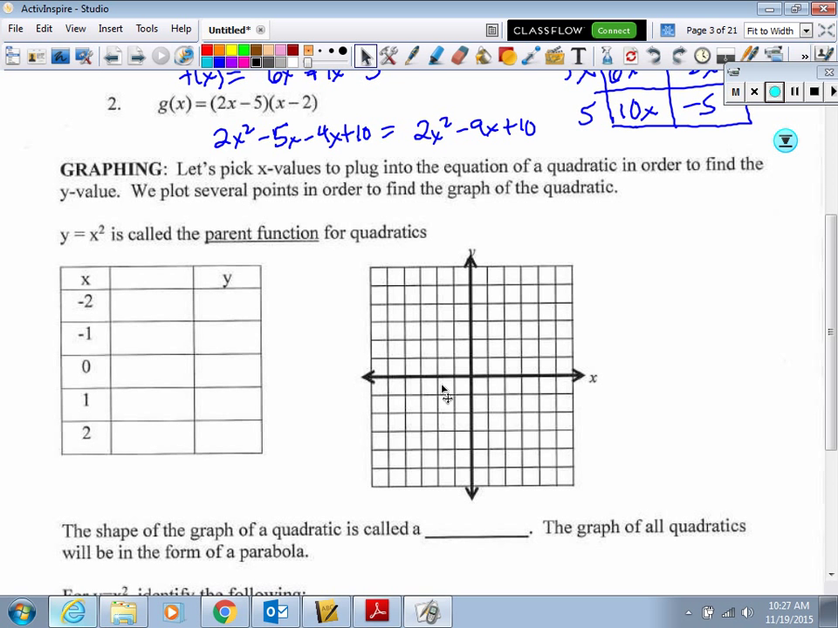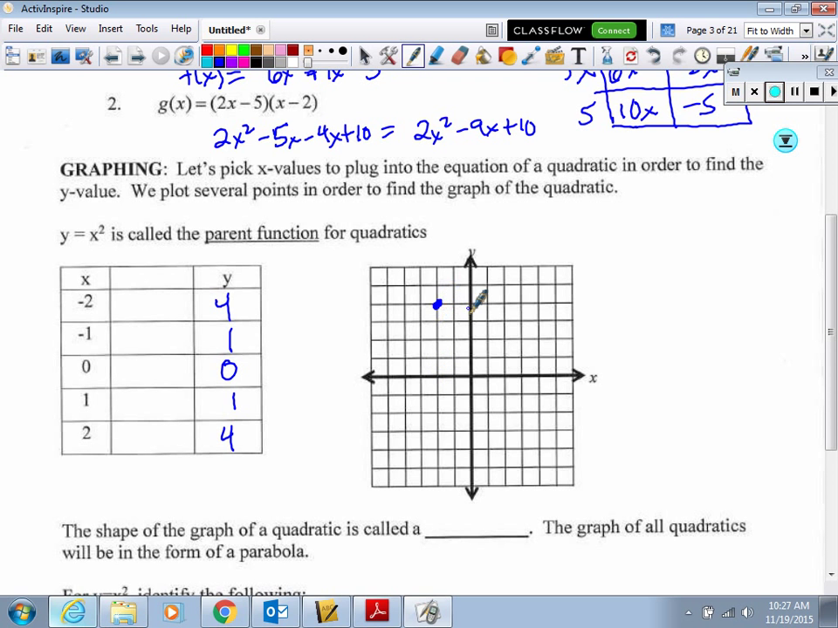Okay, and then they want you to fill in the table. So let's do that really quick. Okay, so if you square negative 2, you get 4. And if you square negative 1, you get 1, 0. You square that, you get 1. And here you get 4. So then let's plot those points. So negative 2, 1, 2, and then 1, 2, 3, 4.